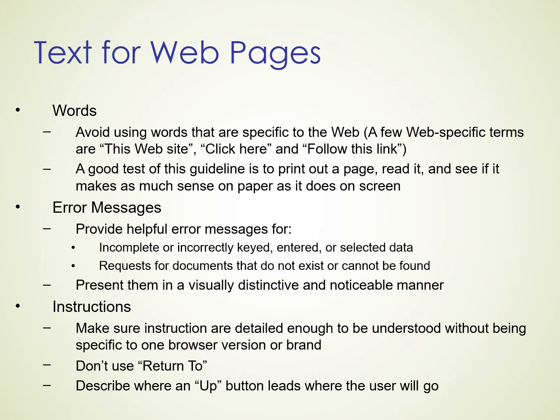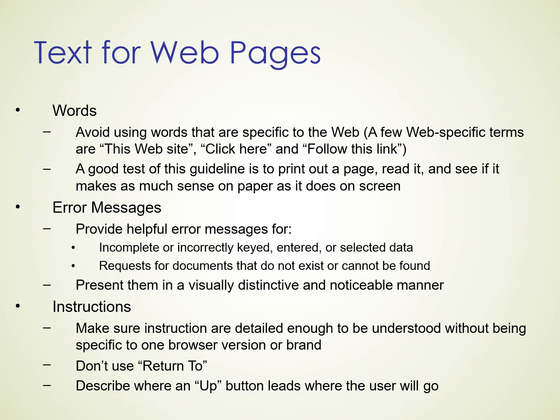Then coming to text for web pages. So what is text for web pages, right? You're using words, you're using error messages, you're using instructions, etc. So when you're using words on your web pages, you try to avoid words that are specific to the web. So you don't say follow this link or click here because you're trying to self promote. Professionally, that is not what people try to do.